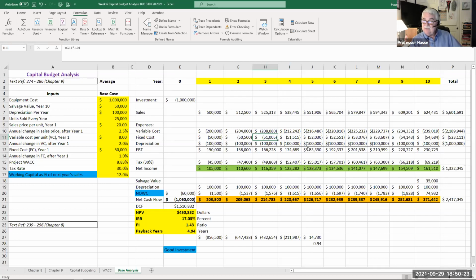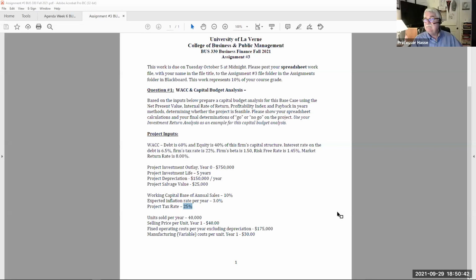So my recommendation is to do this spreadsheet again with the blank version that's in your Blackboard right now, and try to do it on your own. Once you get that done and it all comes out, then attack assignment 3 and try to do that.